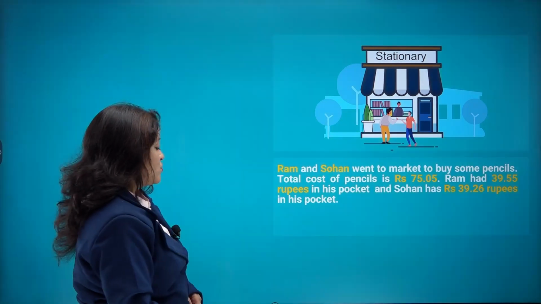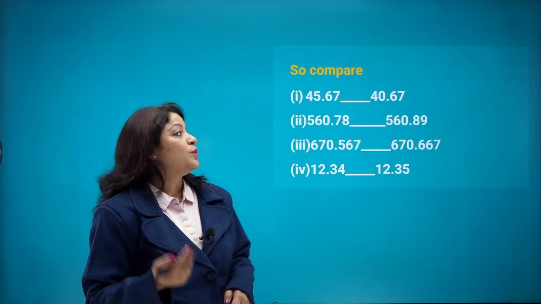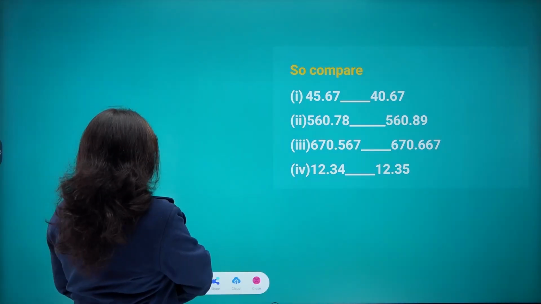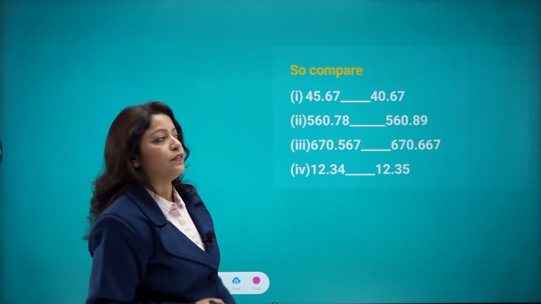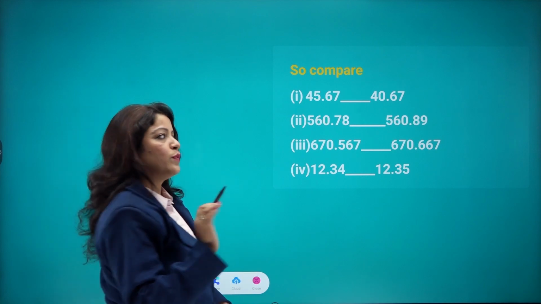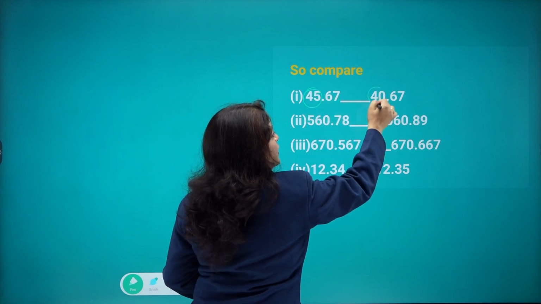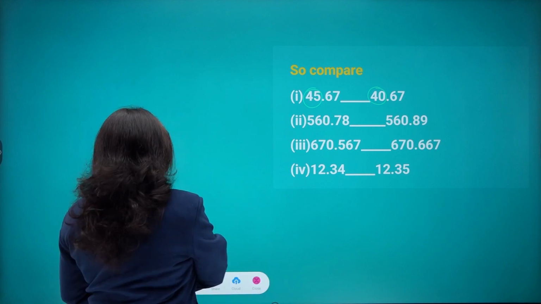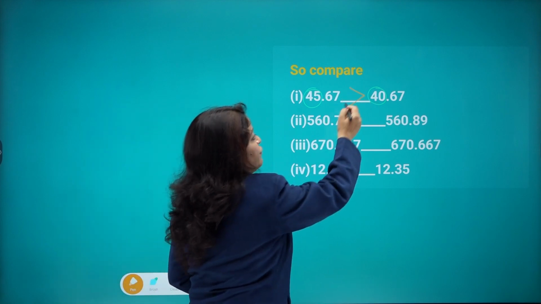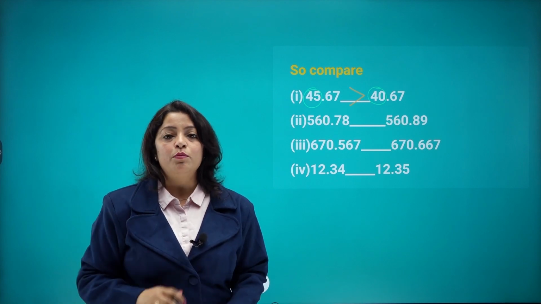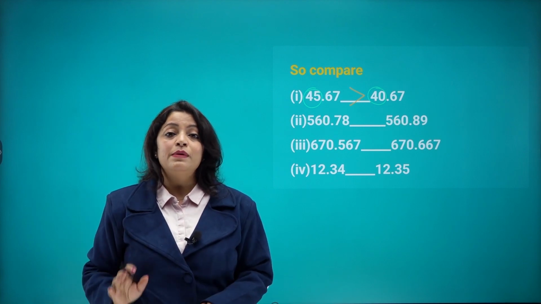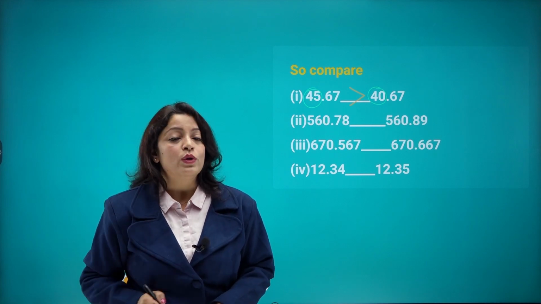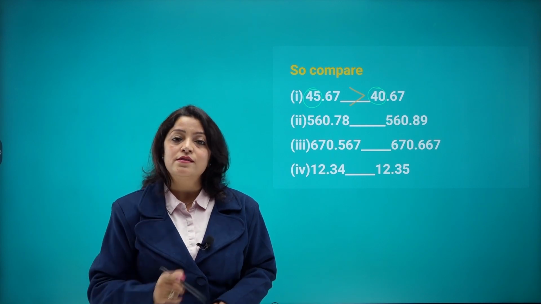Now, let us move to those questions which were given as practice to you. Here, we have 45.67 and we want to compare it with 40.67. Just compare the integral parts, very simple: 45 or 40, which is greater? 45 is greater, that means the complete number 45.67 will be greater than 40.67. No need to see the decimal part now, just compare the integral parts. We compare the decimal parts only when the integral parts are the same.